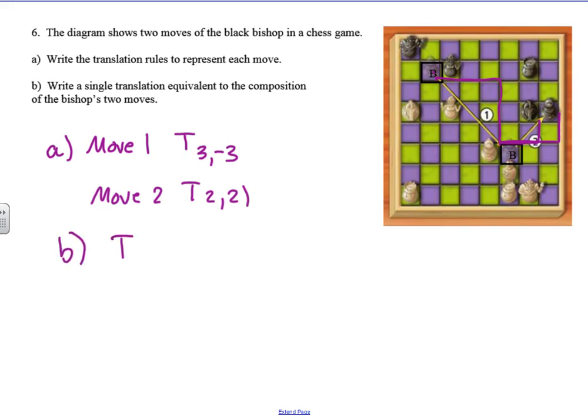Well, just add them together. 3 plus 2 is 5. Negative 3 plus 2 is negative 1. Okay, so that is the translation. All right, a lot of stuff here to cover.